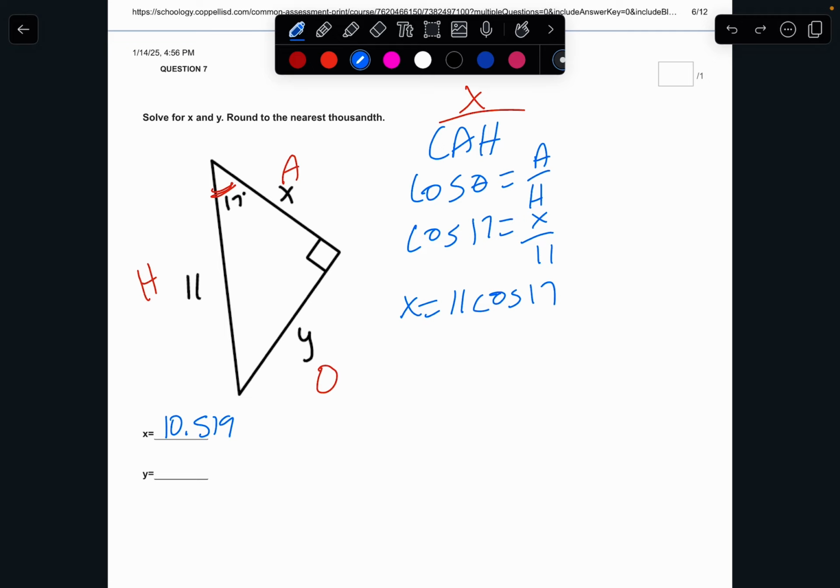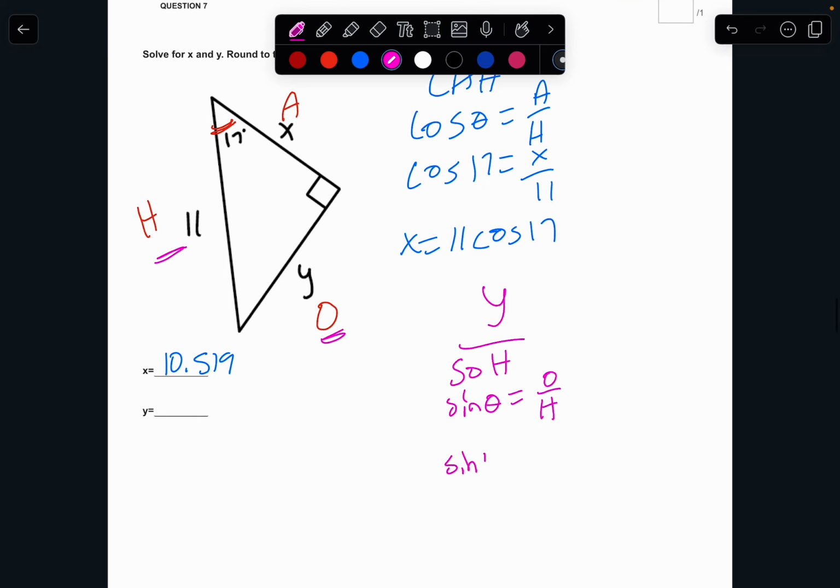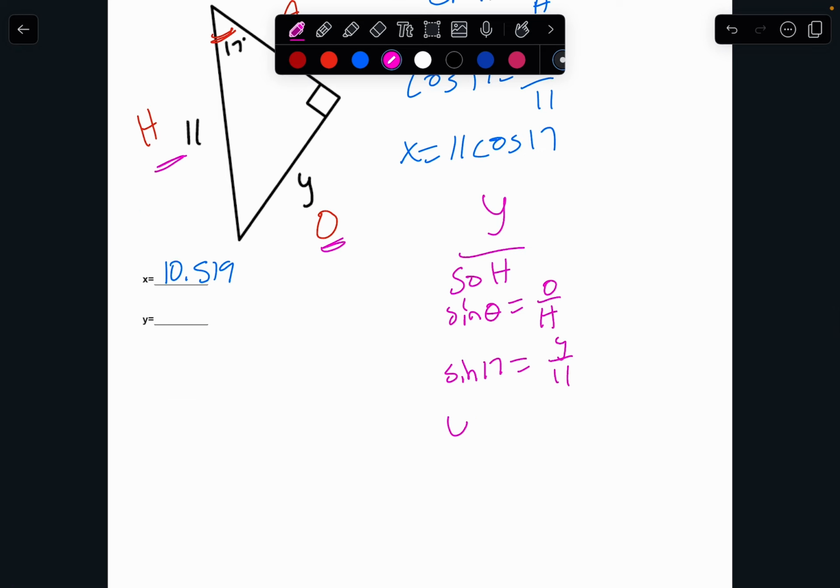And then we'll do the y value. Y is opposite over hypotenuse. So that would be the SO part of SOHCAHTOA. That would be the sine of theta equals opposite over hypotenuse. So the sine of 17 equals y over 11. If y is up high, all you've got to do is multiply. Get it right your first try. So that's 11 times the sine of 17, and that's 3.216. There are your answers. Nice.